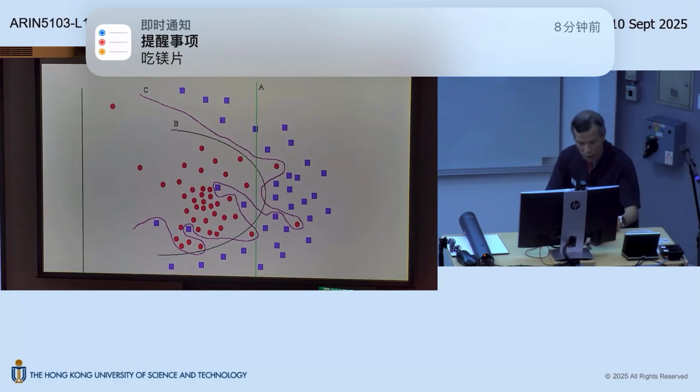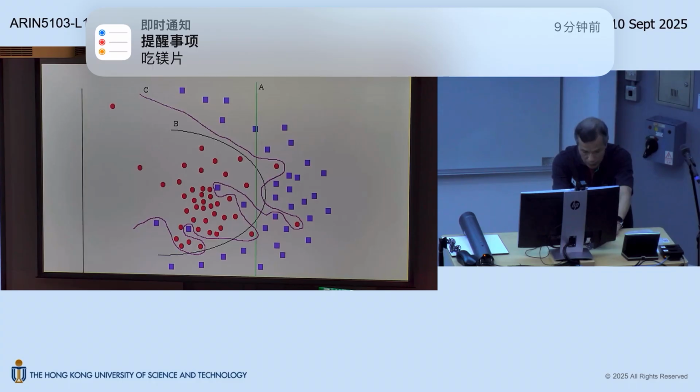Of course, if you use model A, you can see that it makes a lot of mistakes. This part is the blue part, this part is the red part, but you can see that all these points will be classified as red, and then these points will be classified as blue. So model A obviously is not very good.